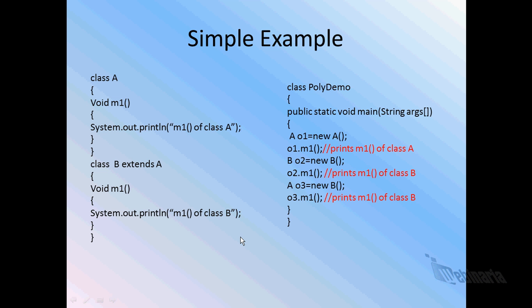So this is the actual use of polymorphism which you see in Java. At compile time you are seeing one method. The compiler is going to see the M1 method of class A, but during execution, the JVM will come to know that the M1 method called by O3 is not actually from class A but from class B. So this is also called dynamic method dispatch in Java.